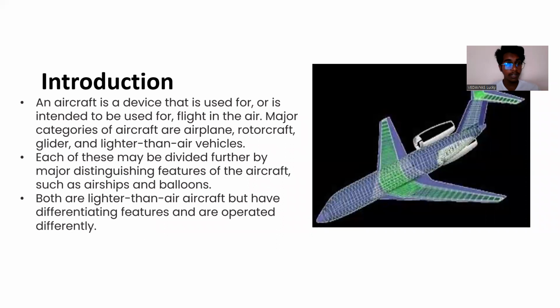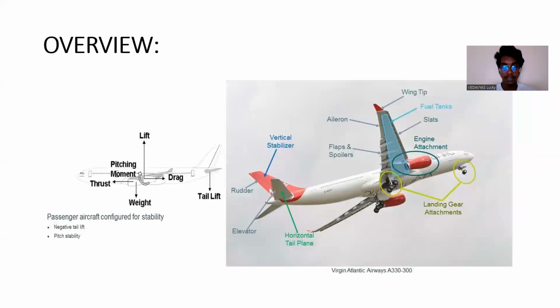Here, coming to the introduction, an aircraft is a device that is used for flight in the air. Major categories of aircraft are airplane, rotorcraft, glider, and lighter than air vehicles. Each of these may be further divided by major distinguishing features of the aircraft, such as airships and balloons. Both are lighter than air but have differentiating features and are operated differently.